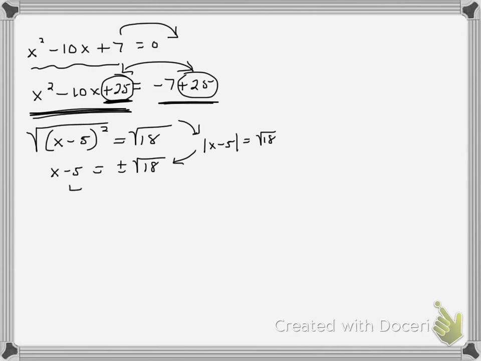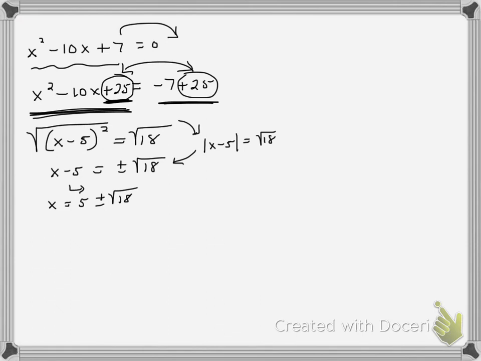Now, take your 5 to the right side, and I'm going to get plus 5, plus or minus the square root of 18, and at this point, you'll pull out your calculator, you'll crunch your numbers, and you'll get 9.24 and 0.76. Okay. Let's look at another one that's more complicated.